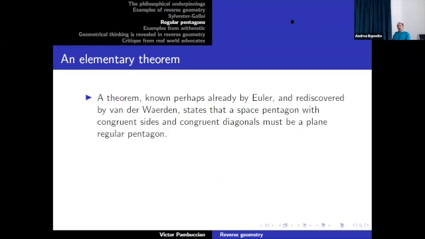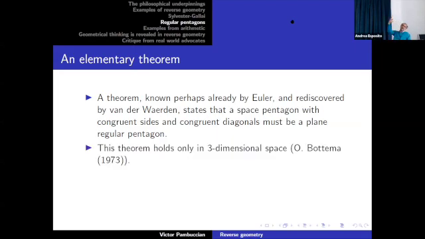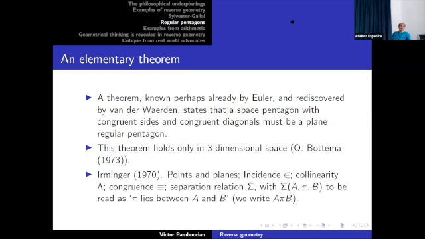This was a problem that was published by van der Waerden in something like the 60s in Elemente der Mathematik. It turned out that it was probably known by Euler already, that if you have a space pentagon where all the sides and all the angles are congruent, then this pentagon must be the regular flat pentagon. So instead of saying angles, you can say diagonals: all the sides and all the diagonals are congruent, then you have a flat pentagon. This is no longer true if you go to higher dimensions. So you have to be in a 3-dimensional world for this to be true, which is what Bottema showed in '73.